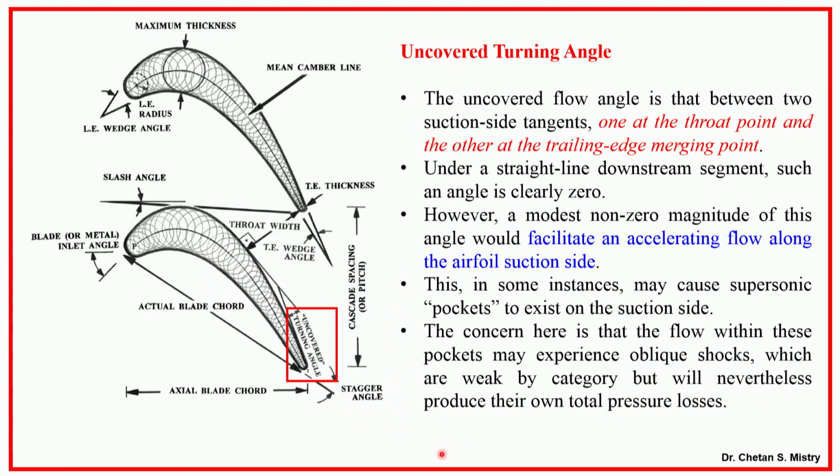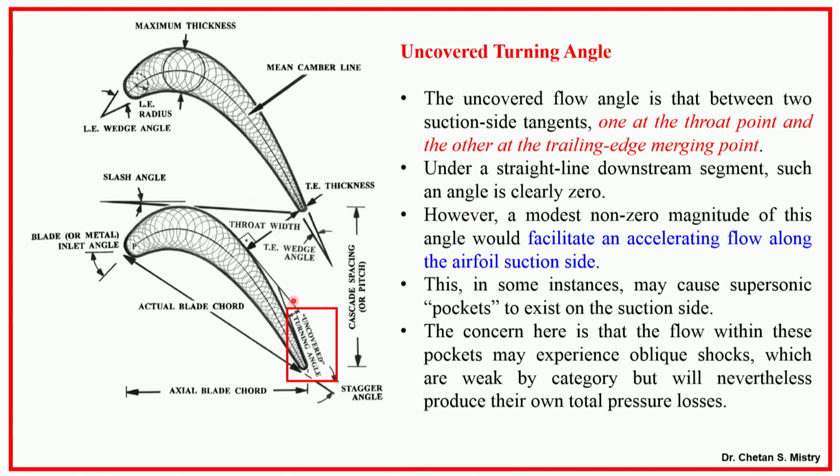Next, that is what we are defining as the uncovered turning angle. What is that? If you look here, this is what is known as the uncovered turning angle. When we draw a tangent from the throat and a tangent from the trailing edge, they will meet somewhere, and it has this angle. That angle we define as the uncovered turning angle.